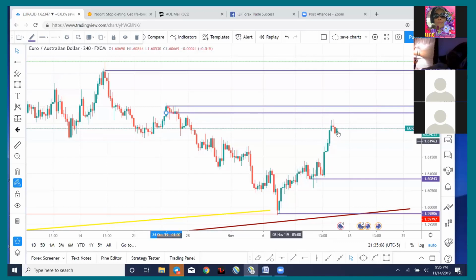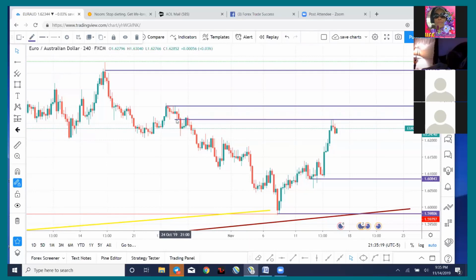From where that is, it will be maybe right here. You have to put a line because when you say right here, I don't know where you are pointing. You have to put a line there so I can see. From where price is, it could probably go back up to here. That's just about the same place.